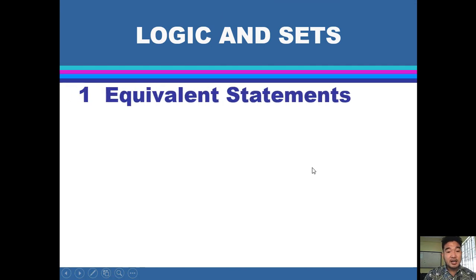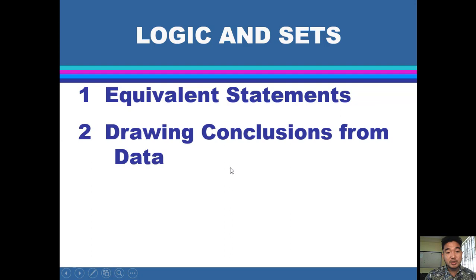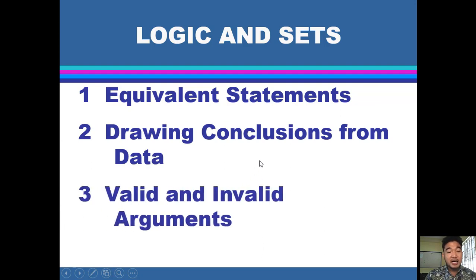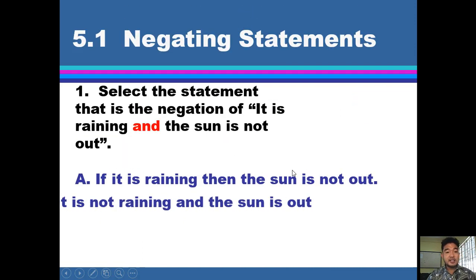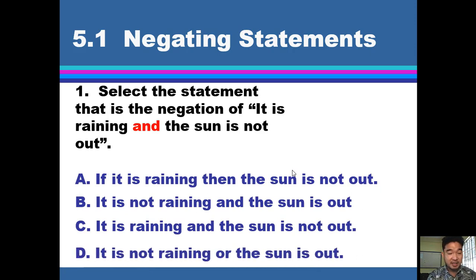For today's objectives, we'll be dealing with equivalent statements, drawing conclusions from data, and valid and invalid arguments. So we will be discussing all these three in this video. Let's start with this, negating statements.